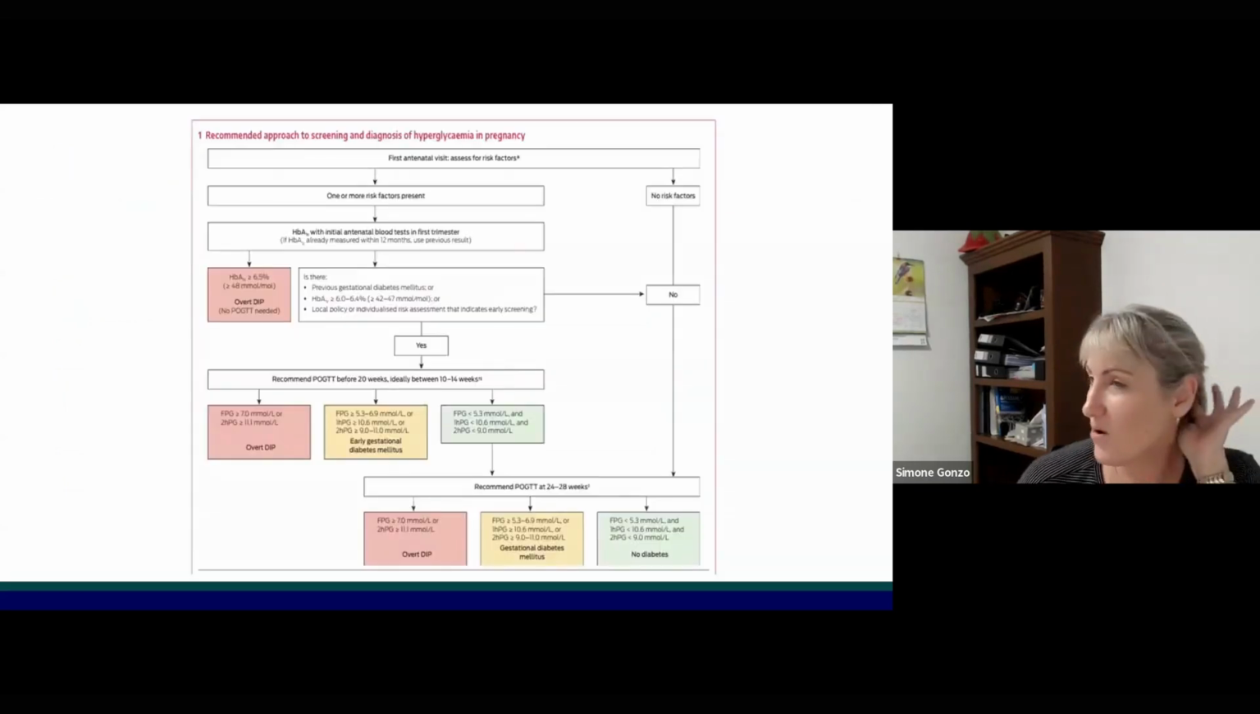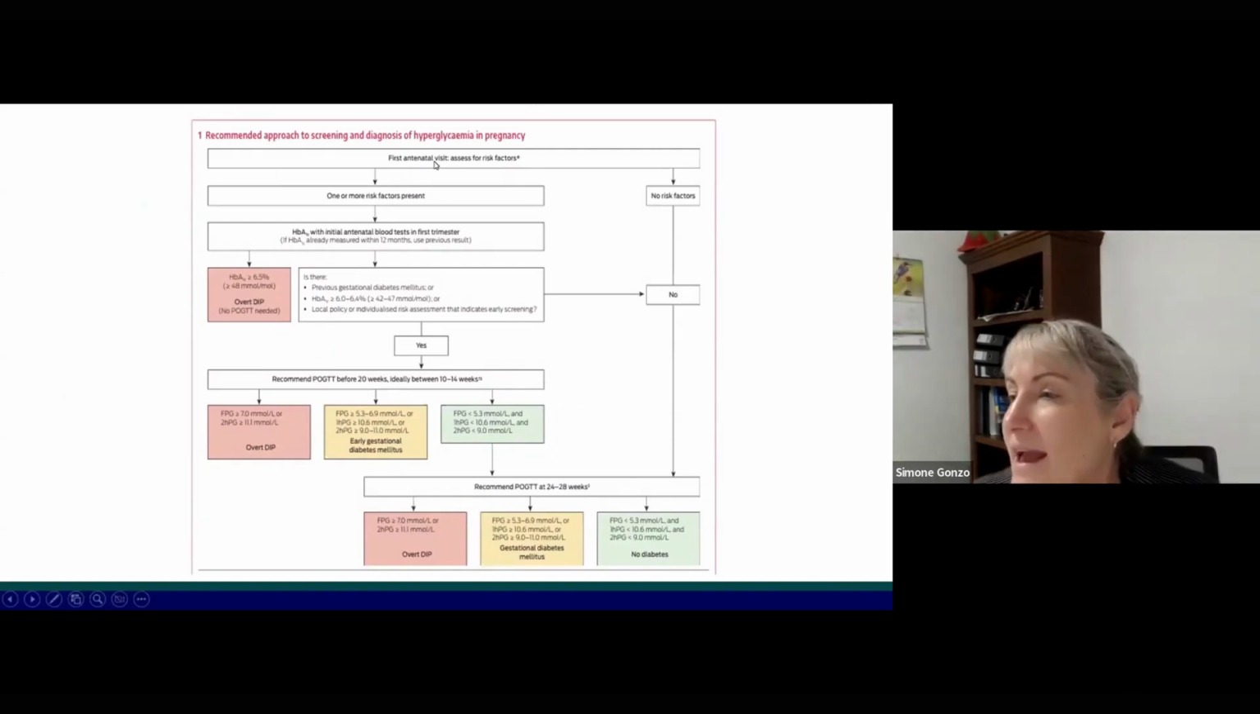This is probably quite a busy slide, but this is the ADIPS chart. We're looking at that first antenatal visit, assessing for risk factors. If they're present, we then want to have an HbA1c. Now, if they've already had an HbA1c, we can use that previous result if it's been measured within 12 months. If we've come back with an HbA1c of greater than 6.5, those patients get streamed into the overt DIP pathway and no glucose tolerance test is required.